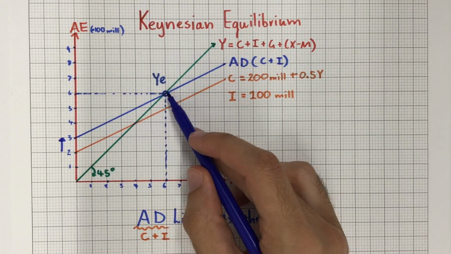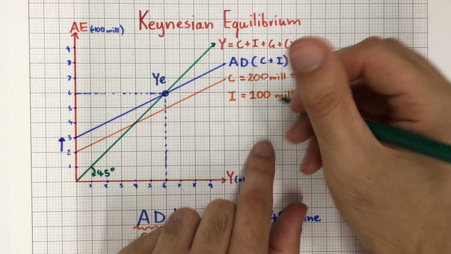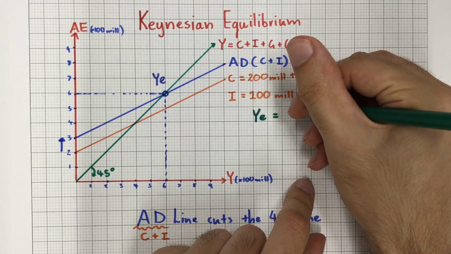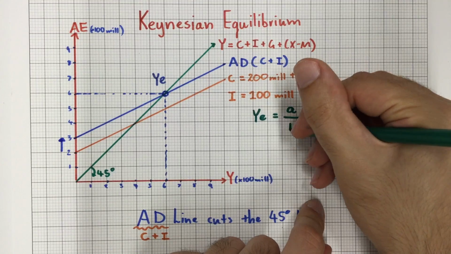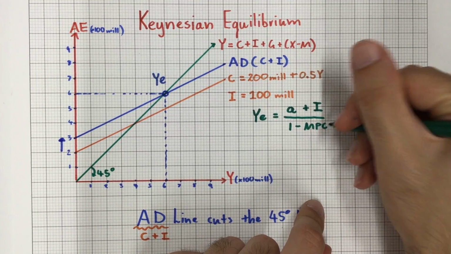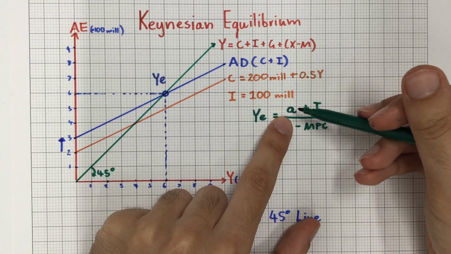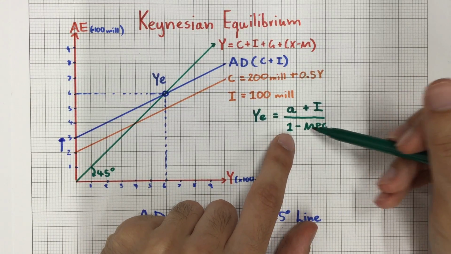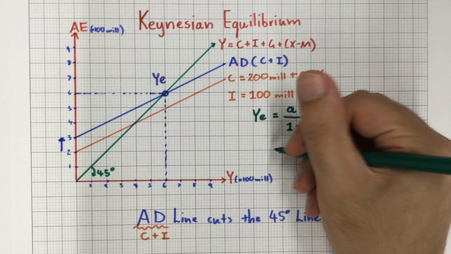Now, if you're ever unsure as to where exactly this aggregate demand line intersects the 45-degree line, if it looks like it doesn't cut clearly, you might need to use the equilibrium equation. Now, the equilibrium equation looks like this. Our equilibrium is equal to A plus I divided by 1 minus the MPC. Okay. Our autonomous expenditure, what you must spend to survive, plus our investment, which is also autonomous, divided by 1 minus the MPC. We know that to be our marginal propensity to save as well.